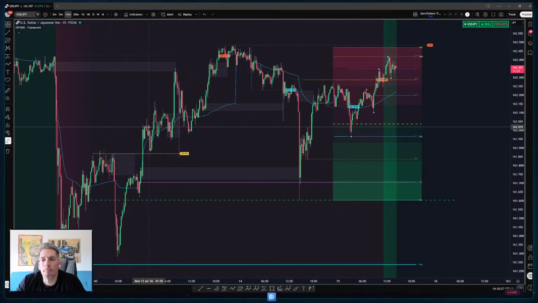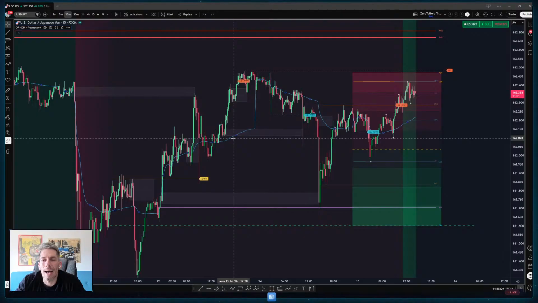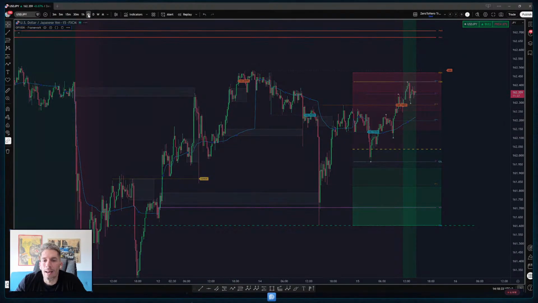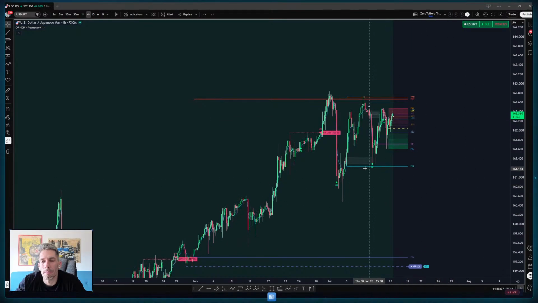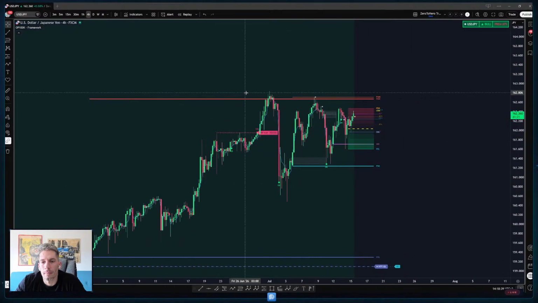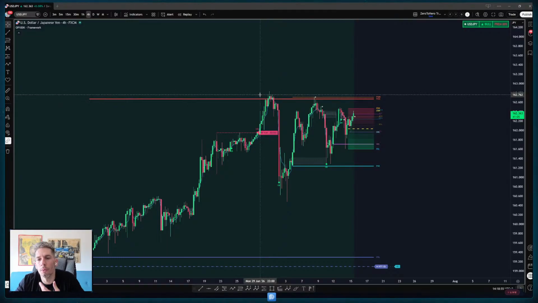Yen pairs are probably something that I'm not that keen on trading. I want to explain to you why I'm not that keen on trading them. If you look at the levels, we didn't see these levels in years. I didn't even trade it when dollar yen was around these highs last time, like 20 years ago.